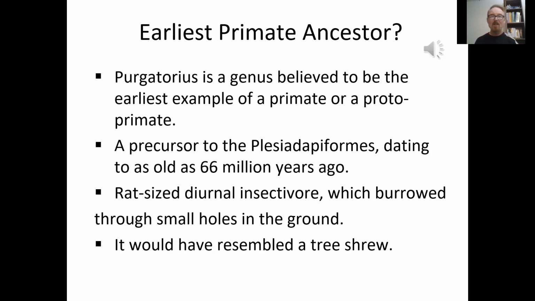Okay. So the earliest primate ancestor is believed to be a genus which we call Purgatorius. Purgatorius has a few species that were members of it, but they're all very similar. And we can call these things proto-primates. These are things that are an early transition towards primates.